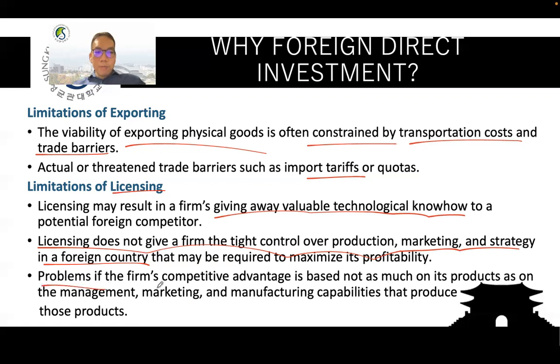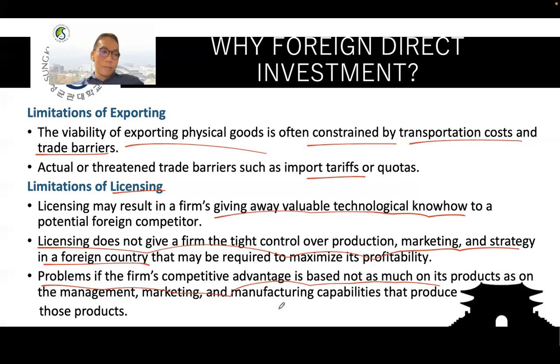So there might be problems if competitive advantage is based not as much on its products as on the management, marketing, and manufacturing capabilities that produce those products. So it would be quite unsustainable, so to speak. If you license something, but the key competitive advantage is not the technology, maybe not the brand name either, but the people.